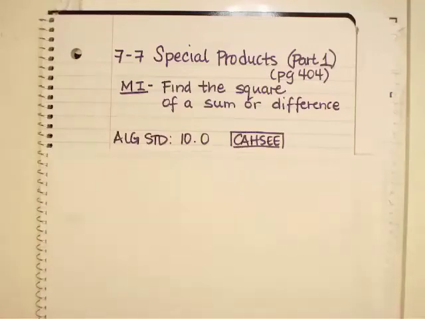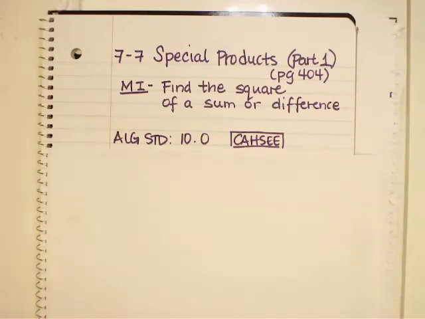Today we'll be covering section 7-7 on special products. This is part 1 of our two-part lesson. Today we'll be finding the square of a sum or a difference. This is Algebra Standard 10.0 and it is a KC standard, so it is on the high school exit exam as well.